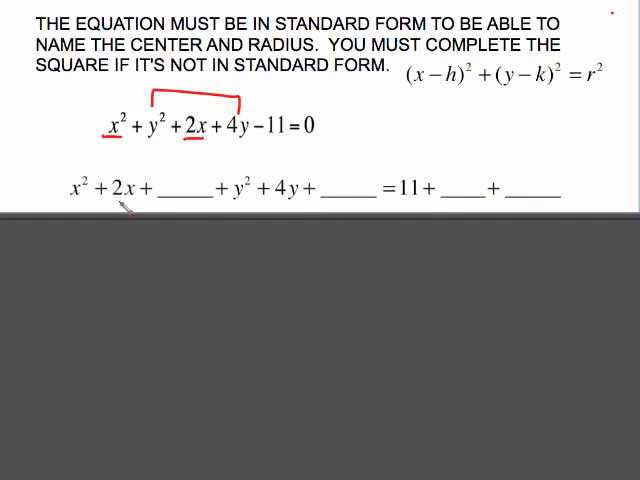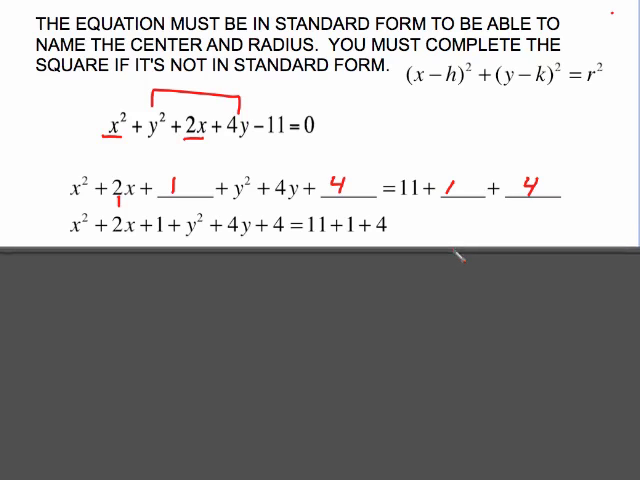The process for completing the square is a matter of looking at the middle number. Half of 2 is 1, 1 squared is 1, add it to this side right away. Same thing over here with the y, half of 4 is 2, 2 squared is 4, add it over on this side. Now this line is the same thing as that, just written a little bit more neatly.